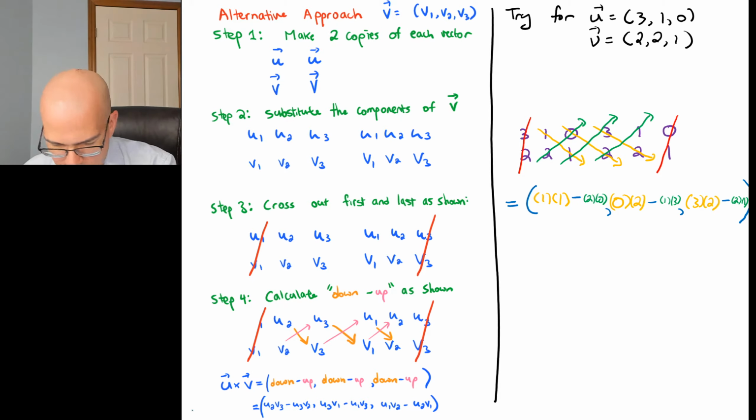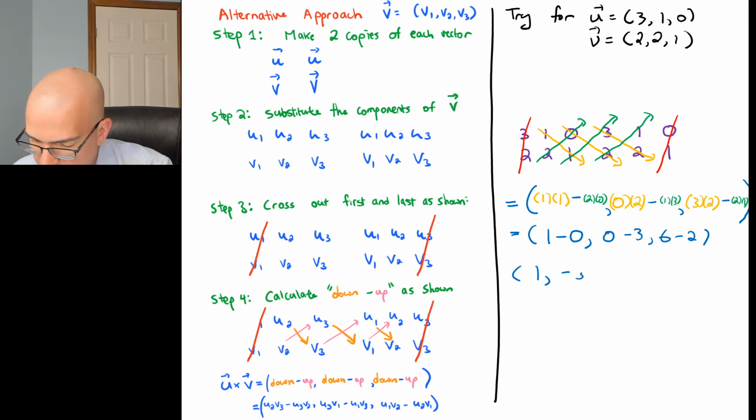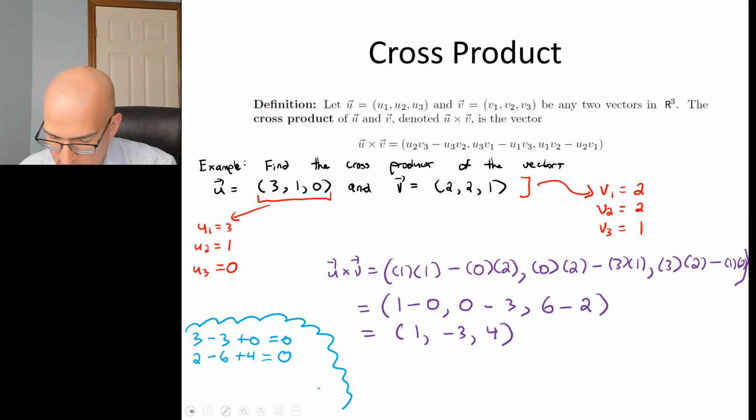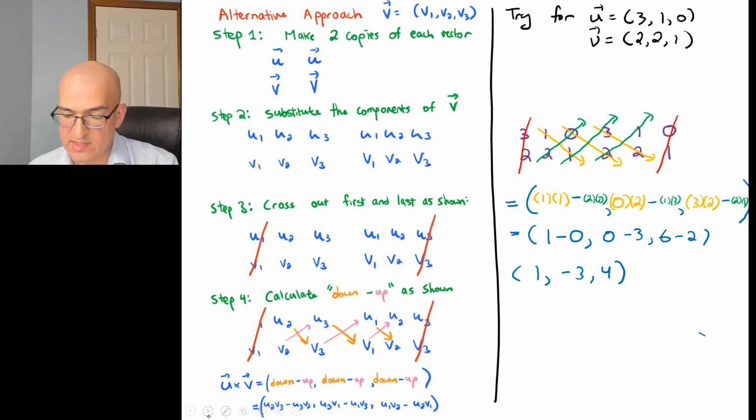Okay, now we can simplify. So 1 minus 0, comma, 0 minus 3, comma, 6 minus 2. So I get 1, comma, negative 3, comma, 4. So it's the same because it is a different way of writing that same formula.